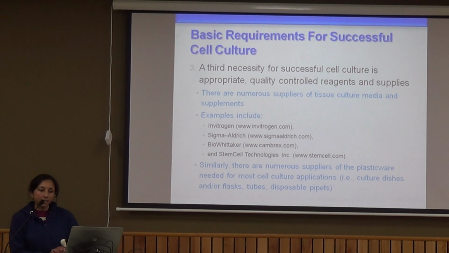The third necessity for successful cell culture is appropriate quality controlled reagents and supplies. There are numerous suppliers of tissue culture media and supplements. Examples are Invitrogen, Sigma, BIOTECH, Stem Cell Technologies, etc. Similarly, there are numerous suppliers of plasticware needed for most culture applications, like culture dishes, flasks, tubes, disposable pipettes, etc.